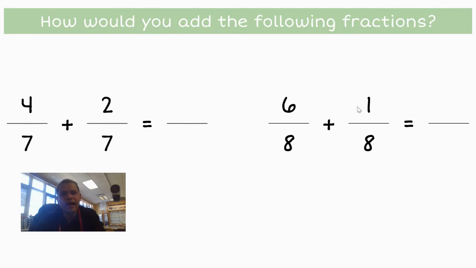So how would you add the following fractions? Maybe you already know how to do that. 4/7 plus 2/7. When you add the numerator, 4 plus 2, that gives me 6/7. On this other example, 6/8 plus 1/8, well, you just add the numerator. 6 plus 1 is 7. So 6/8 plus 1/8 is 7/8.